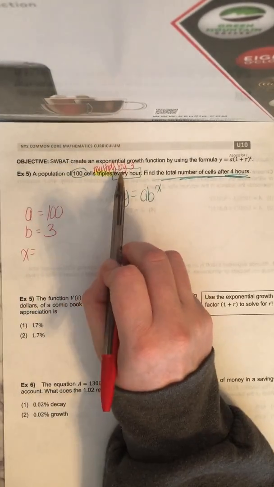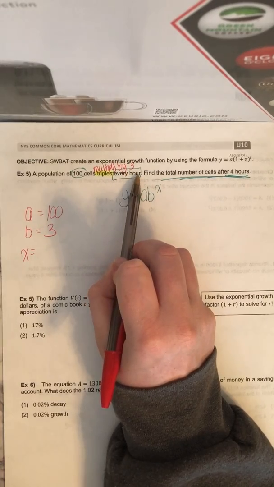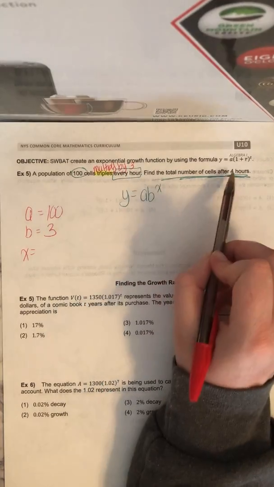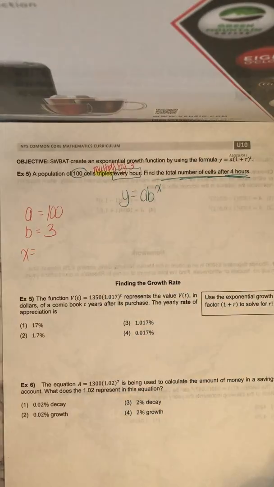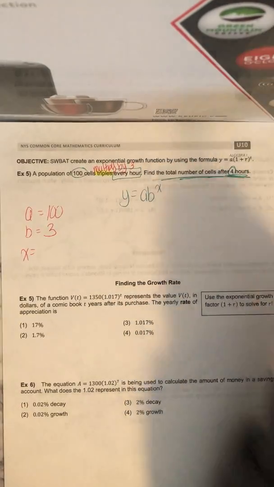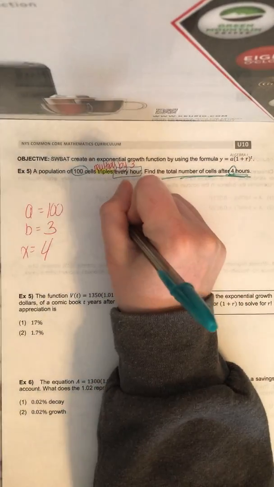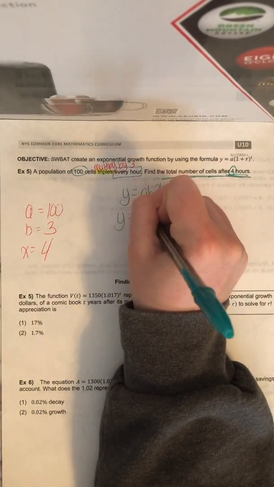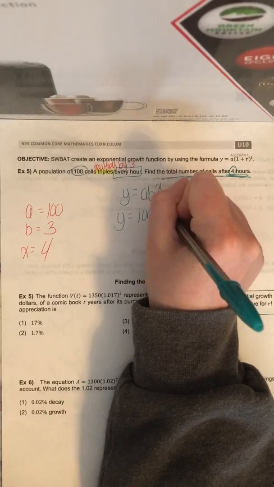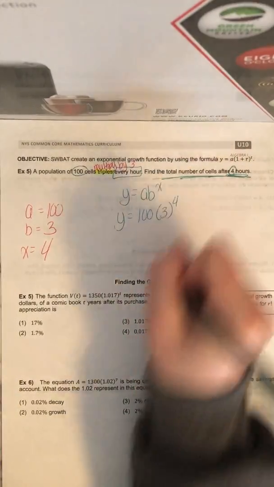And if they're tripling every hour, well, now I want to know not for every hour, but just after 4 hours. So that would be another important number that I should circle here. So after 4 hours, what would my answer be? So I'm just going to plug in my values. A is 100, B is 3, and X is 4.